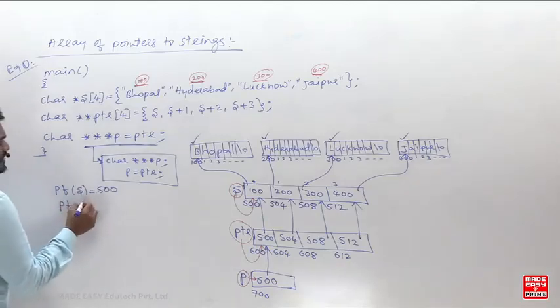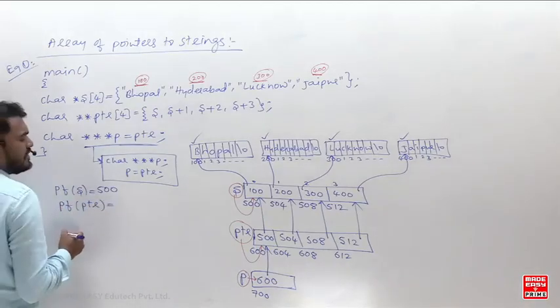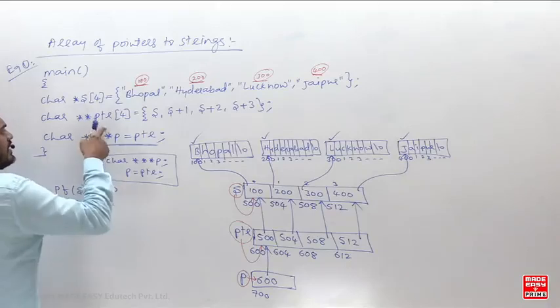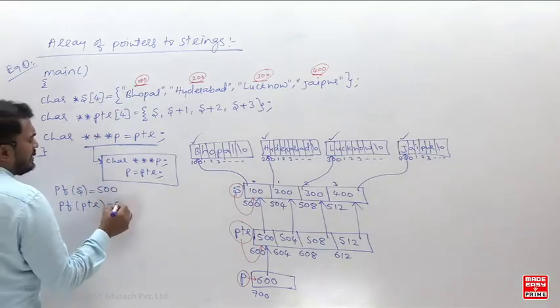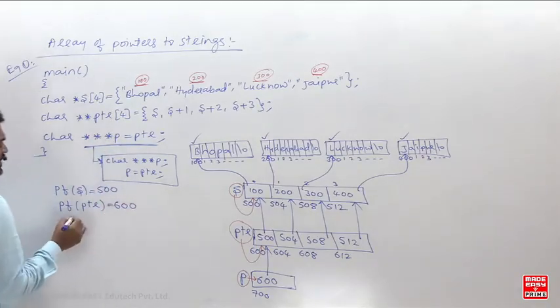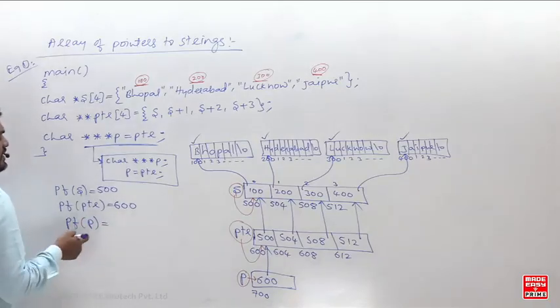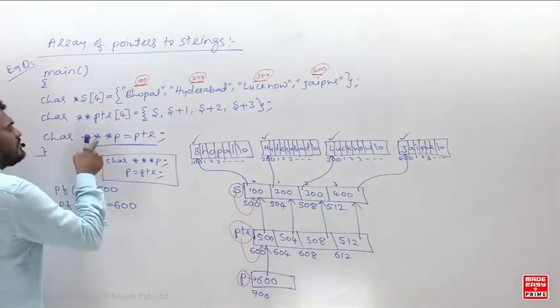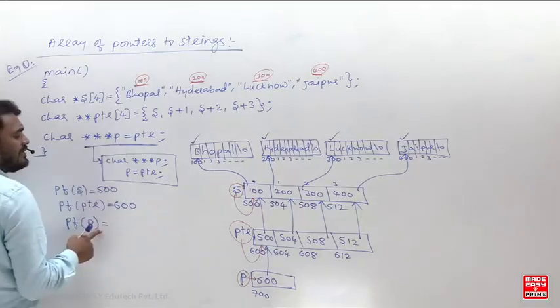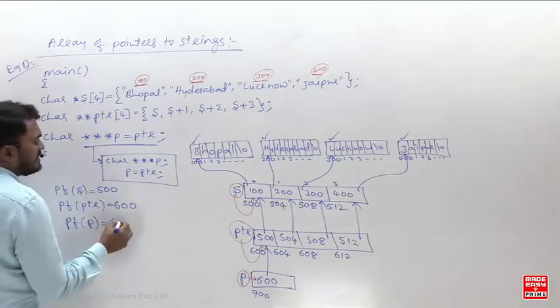Now tell me printf PTR. So what is PTR? Is PTR an array or a variable? Array. Array means a base address. And tell me printf P. If I say printf P, what is P? Is P an array or a variable? P is a variable. Variable means what? Inside value. That is 600.